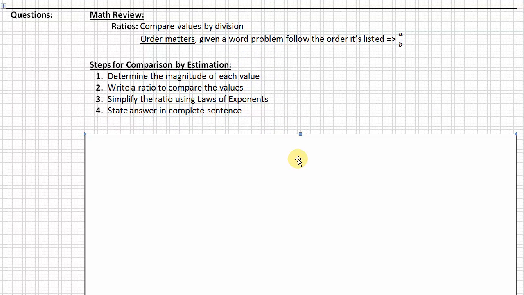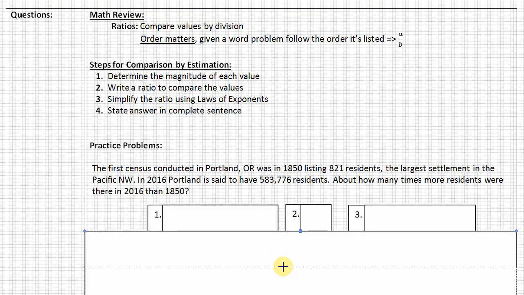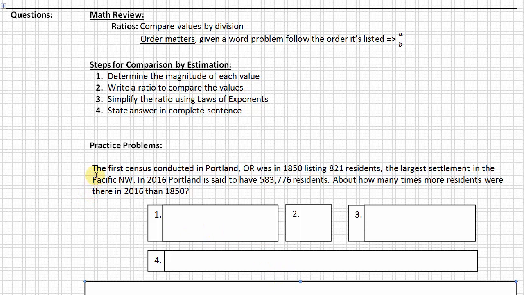Let's go ahead and look at our first problem. The first census conducted in Portland, Oregon was in 1850, and it listed that we had 821 residents, which is interesting to note, as this is the largest settlement in the Pacific Northwest at the time. In 2016, Portland is said to have 583,776 residents.